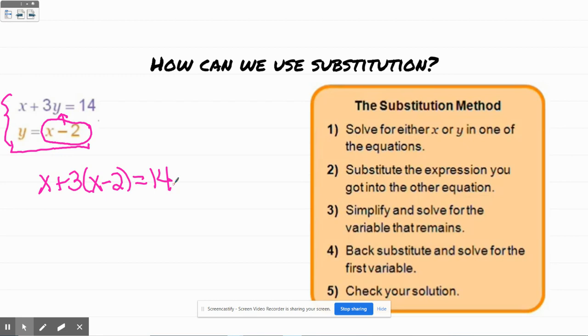Now, why would I want to do that? Because now I only have one variable, and you can solve for one variable.